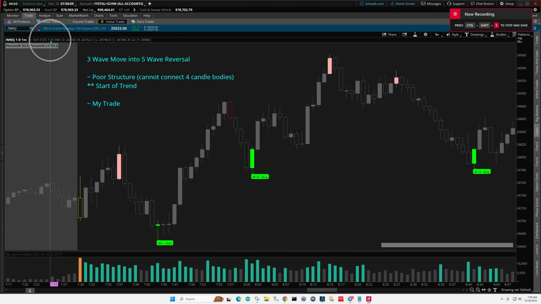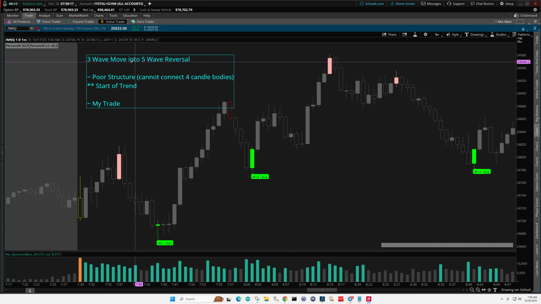Friday, October 17th, 2025, micro NASDAQ futures, 1 minute chart. In this video, I'll cover a 3-wave move into a 5-wave reversal, poor structure as defined by the ability that 4 candles cannot be connected, 4 candle bodies, and how that poor structure is the start of a trend, and then my trade.